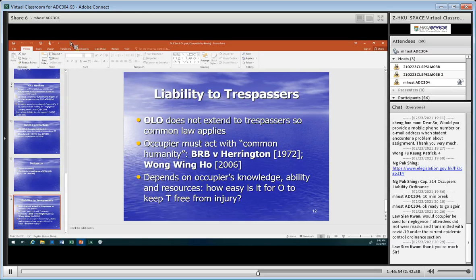You can't have items on your property which can cause very serious injury, even to a trespasser. Okay, so there you are. But of course, if you're going to be on property, I suggest you be a visitor, because then you are owed the common duty of care. Okay, everybody. So that's finishing off occupiers' liability.